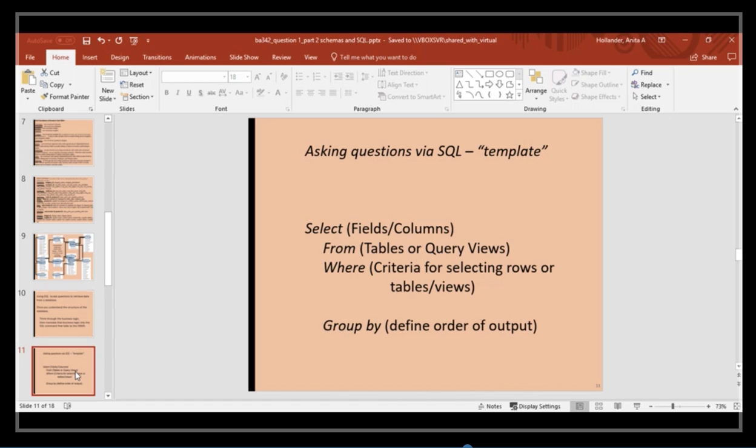The template for a SQL command is select, from, and where. Also group by, but we won't focus on that as much here. You can always take a database course and learn more about these, but we're going to focus on at least 3 parts of a SQL command. Select, which means what fields do you want me to go get out of the database? From, where am I actually going to get those fields? Because they reside in different tables. And where is the criteria for filtering the data? Because maybe I don't want to see all the records, I only want to see part of the records.